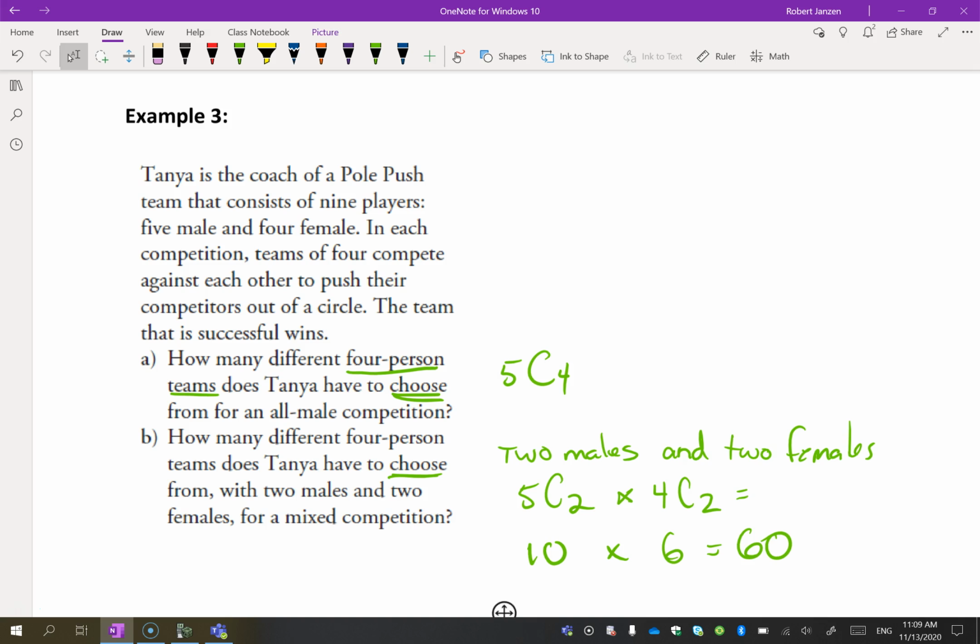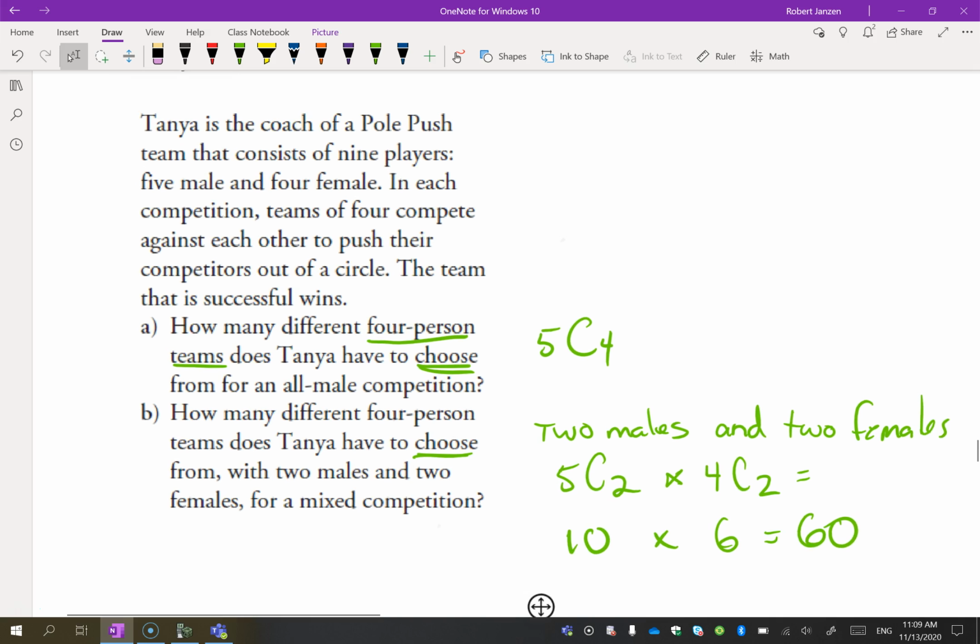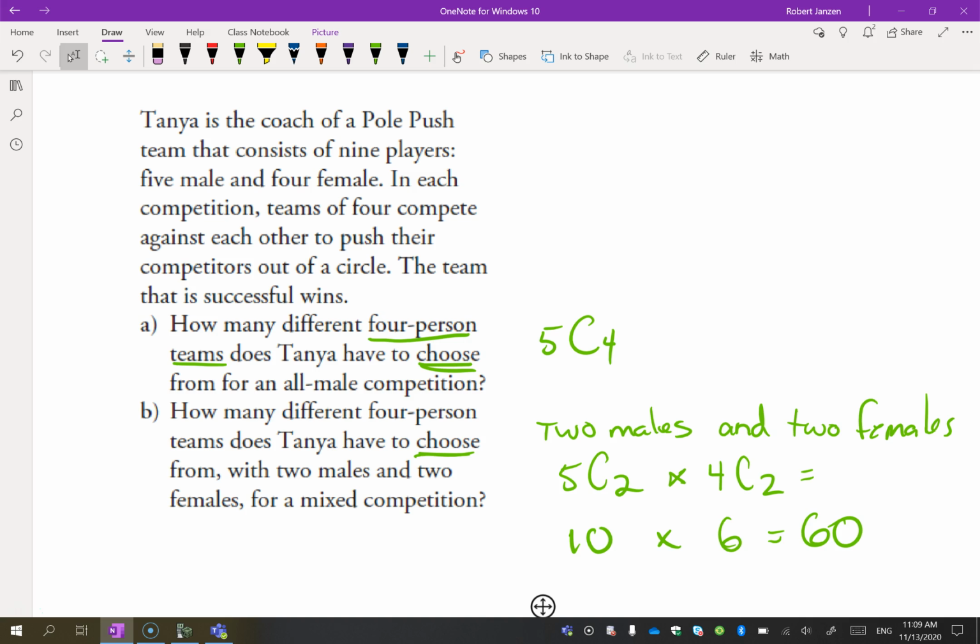Tanya is a coach of a pole push team that consists of 9 players, 5 male, 4 female. Each competition, teams of 4 compete against each other to push their competitors out of a circle. The team that is successful wins. How many different 4-person teams does Tanya have to choose from for an all-male competition? It says all-male, and we have 5 male, so it's going to be 5 choose 4. Again, it doesn't matter what order you put them in there.